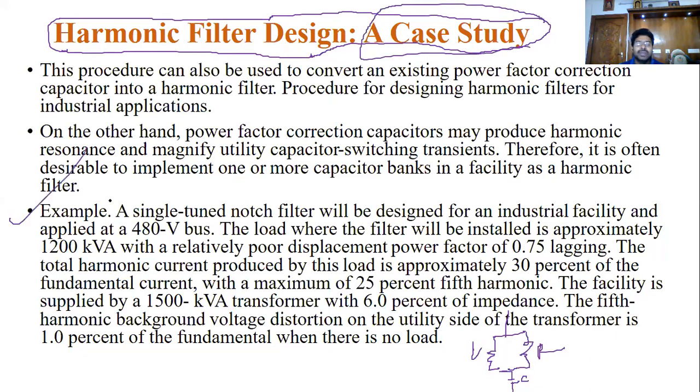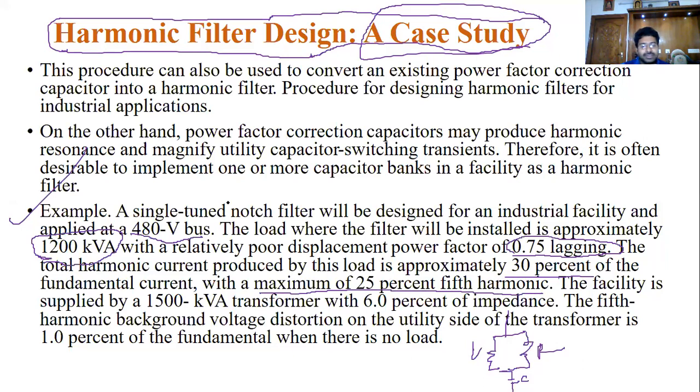This is the case study. For example, consider a 480 volt bus system. The amount of load connected for this 480 volt bus system is 1200 kVA, with a power factor of 0.75 lagging. We can estimate that the total harmonics produced in this line is 30% of the fundamental current. What is the order of the currents here? Maximum. Out of this 30%, 25% is the fifth order harmonic.